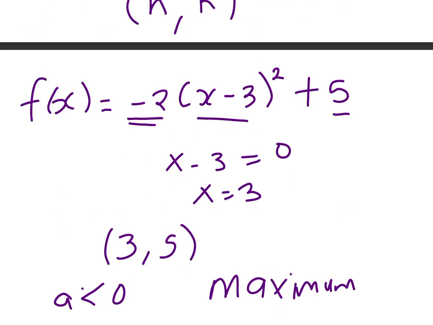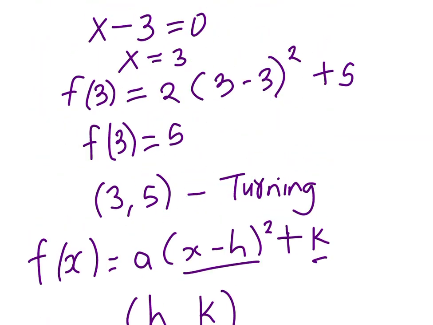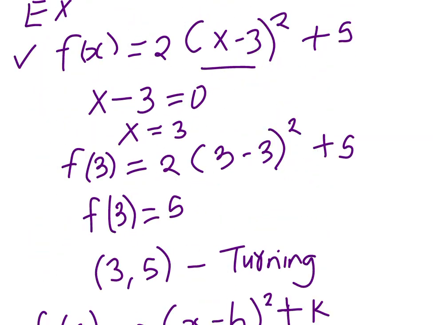When we look at the previous question, because it's a positive 2 as a, when a is greater than 0, then that one is a minimum. So this one is a minimum point.